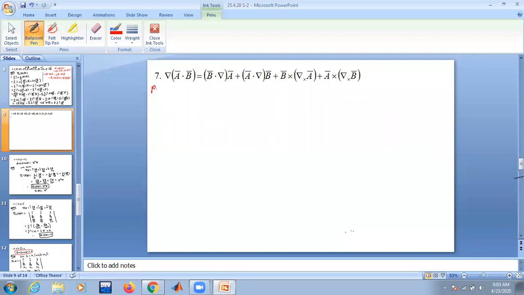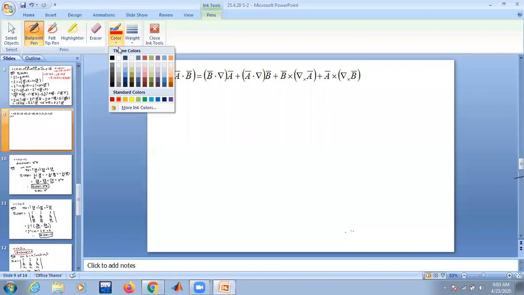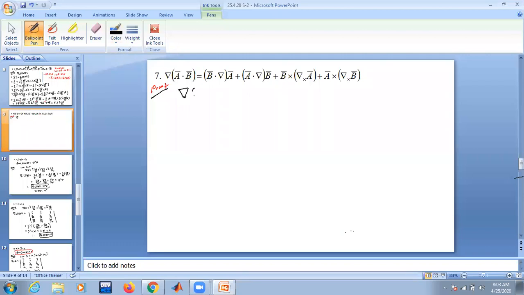So what is LHS? Gradient of A bar dot B bar. What is gradient of A bar dot B bar? A bar dot B bar is a scalar. Gradient of a scalar is sigma I into dou by dou x of A bar dot B bar. So this is sigma I into, applying the derivative on the dot product, dou A bar by dou x dot product with B bar plus A bar dot dou B bar by dou x.